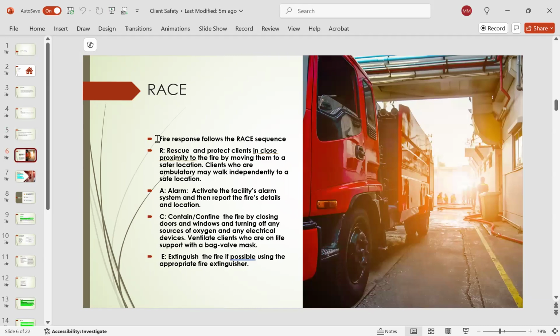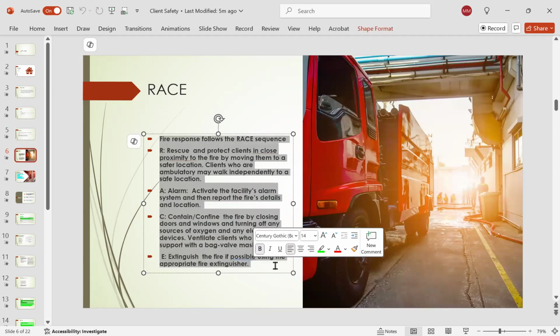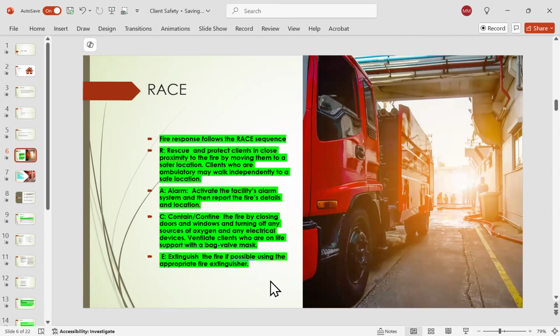And as a matter of fact, let me highlight all of this because you need to know RACE. RACE is an acronym, and by now we love acronyms, okay? What it means is rescue, alarm, contain, and extinguish. Pretty much every healthcare facility that I'm aware of uses RACE, in other words, in how to respond if there's a fire. So the first thing that you always do is rescue. Make sure you're protecting the clients, okay? Get them away from the danger, get them someplace safe.